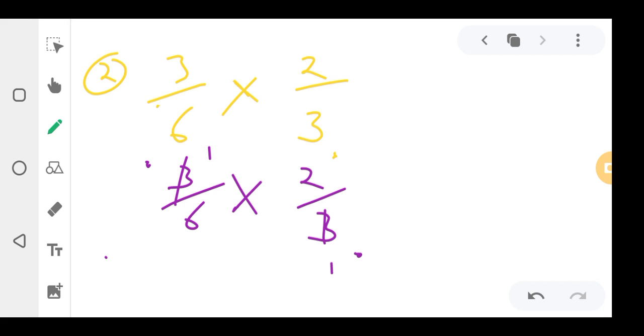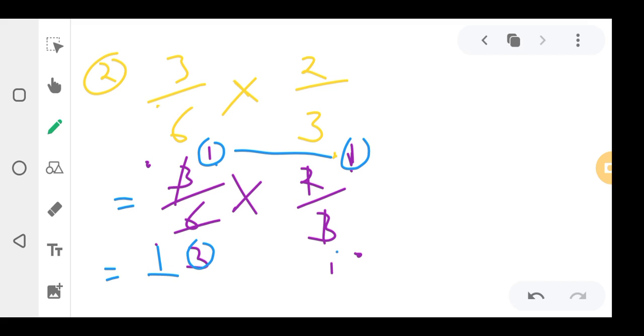Same again, this 2 here and the 6 are factors of one another. 2 can go into 6. So 2 into 2 is 1 on top, and 2 into 6 is 3. And then that's when you multiply now. What has remained on top is 1 and 1, so 1 times 1 is 1. Over 3 has remained down, times this 1, 3 times 1 is 3. So the answer is 1 over 3.